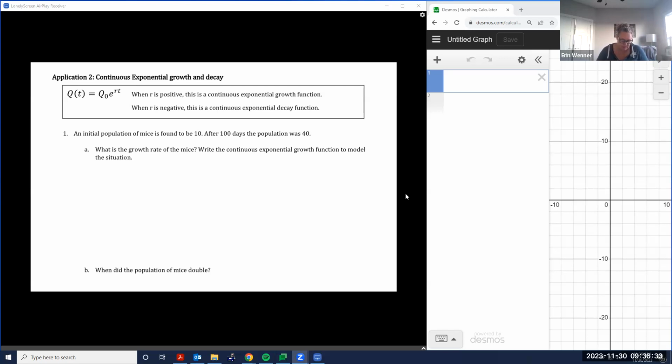And so what we're given is the initial population of mice is found to be 10. After 100 days, the population was 40. What is the growth rate of the mice? Write the continuous exponential growth function to model the situation. So I'm giving you the function at the top, or the generic formula for it. So it says Q of t, and Q of t all of that means is a quantity at a specific time.